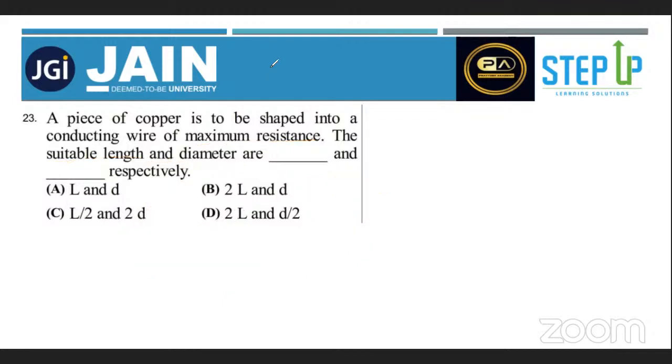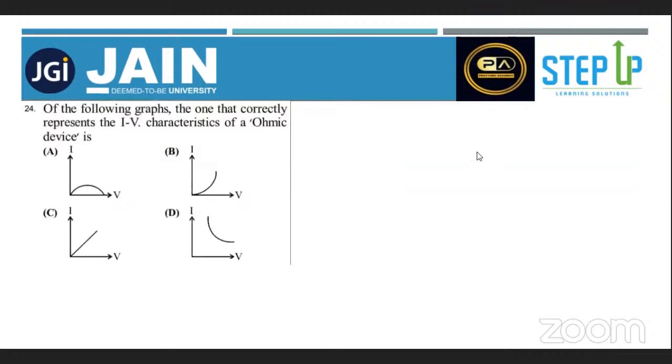Next. Okay, this is very easy. We have an IV characteristic. Okay, try. Bottom says C. Okay, no problem with this.